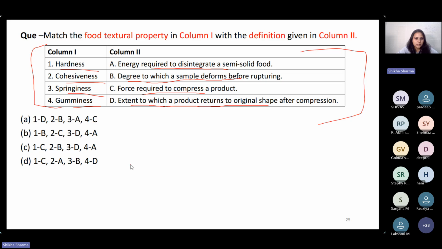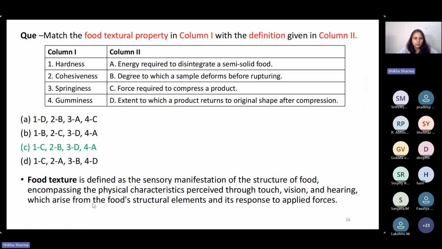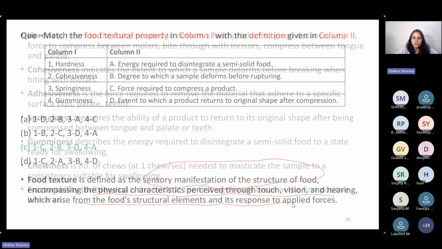Shivasami is saying C here. So he is correct that food texture is defined basically as the sensory manifestation of the structure of the food. It encompasses the physical characteristics perceived through touch, vision, and hearing, which arise from the food's structural elements and its response to the applied force.